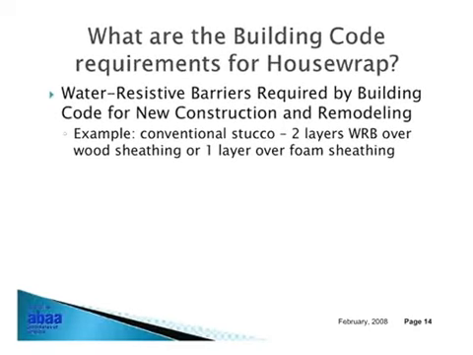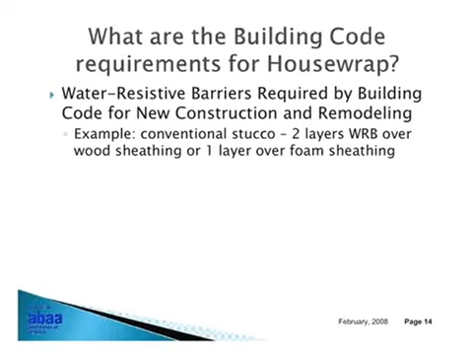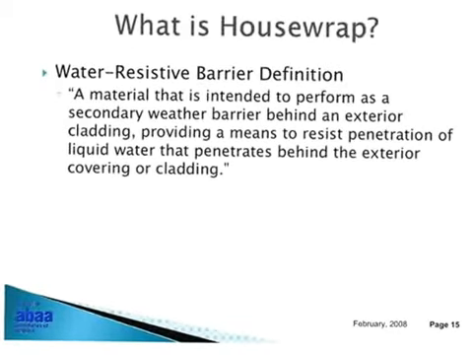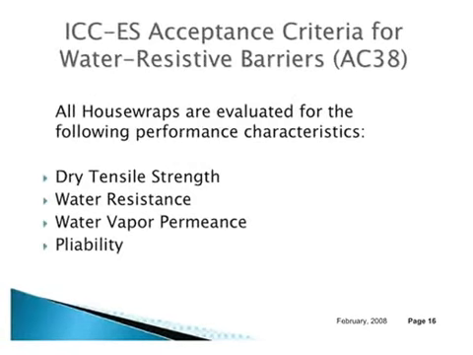To be able to prove as a manufacturer that they meet the requirements, they would go through the evaluation process of the ICC Evaluation Service. The acceptance criteria for Housewrap material, or for water-resistant barriers in general, is AC38. A water-resistant barrier is a material that is intended to perform as a secondary weather barrier protection behind an exterior cladding, which provides a means to resist penetration of liquid water that penetrates behind the exterior coverings or claddings.